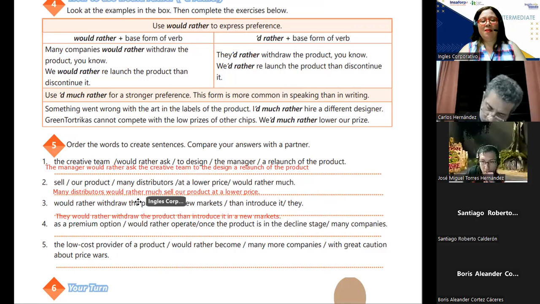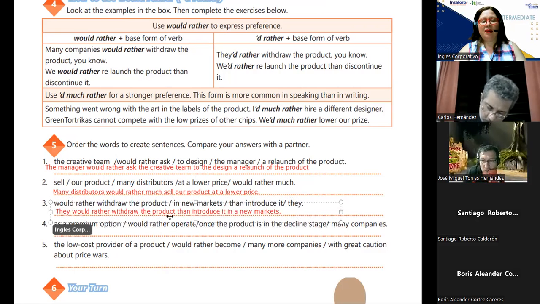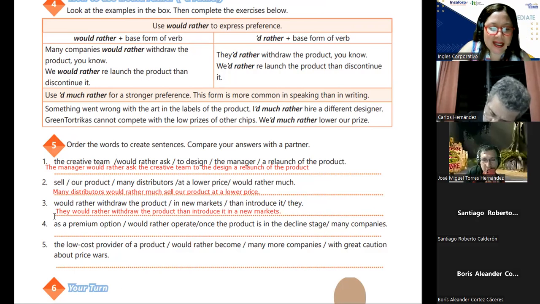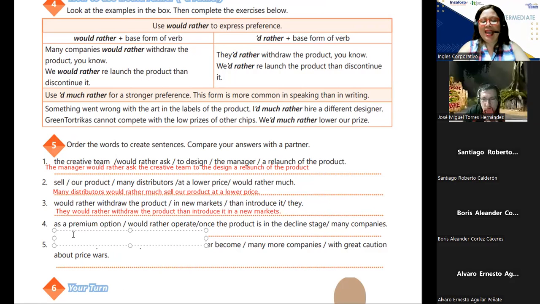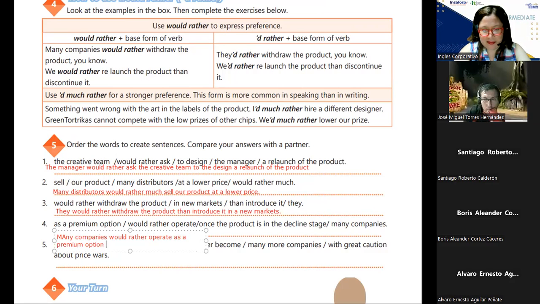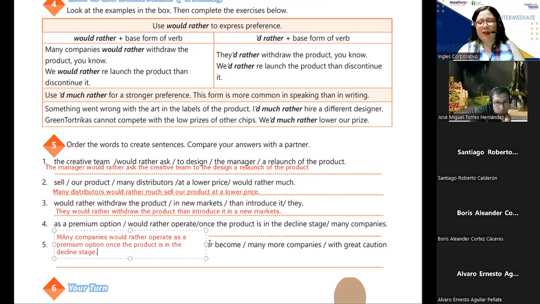Okay, continue. Number 4. Many companies. Sorry, I got the text box again. Here it is. There it is. Again, I'm sorry. Many companies would rather operate on the product as a premium option once the product is in the client stage. There we go. Once. Next.